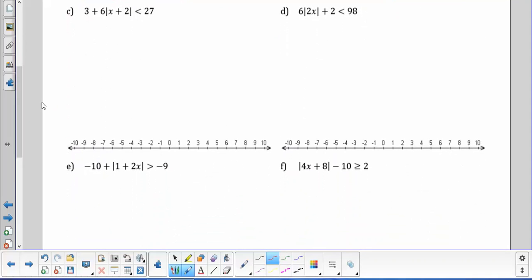Okay, the next set. 3 plus 6 times the absolute value of x plus 2 is less than 27. Once again, your goal is to get these absolute values by themselves. So that means get this 3 out of the way first. Okay. We are left with 6 times the absolute value of x plus 2 is less than 24. Similar to the last one, the 6 needs to be taken off. It's being multiplied so we can divide. Okay, we get the absolute value of x plus 2 is less than 4. The absolute value bars are by themselves. Once we get that, we're good. Split it up. One with the same.